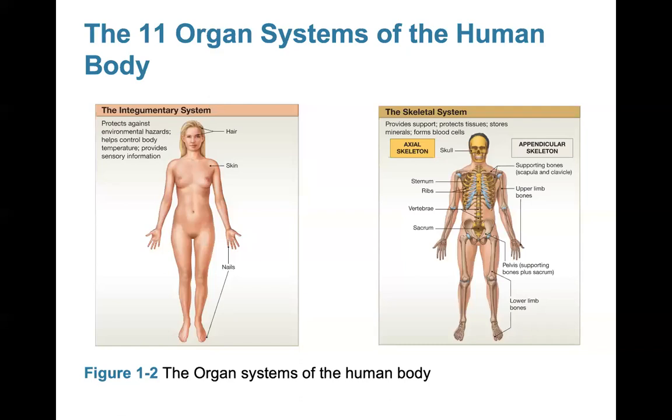So the first is the integumentary system. This protects against environmental hazards. It helps to control the body temperature and provides sensory information. The integumentary system is going to consist of your hair, skin, and nails. The skeletal system, this provides support, protects tissues, stores minerals such as calcium, and it's also the site of blood cell formation. This includes your red blood cells, white blood cells, and platelets. And the skeletal system consists primarily of your skeleton, which is primarily made up of bones and cartilage.